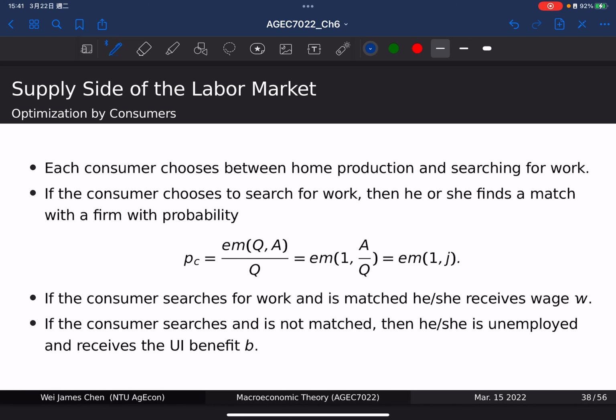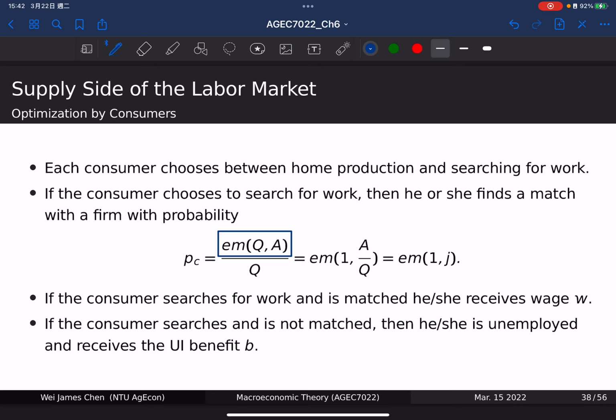Now let's focus on the supply side of the labor market. Basically, we're doing the optimization problem for the consumer. Each consumer chooses between either home production, housework, or searching for a job. If they choose to search for work, then he or she finds a match with a firm with probability PC. PC is the probability that you will find a job. And what is PC? PC should be E times this matching function divided by Q, right? Because this is how many matches in total there will be, how many people actually find a job. And Q is how many people are searching for a job. So if 10 people are searching for a job and there are only 5 matches, then the chance that I will find a job will be half, right?